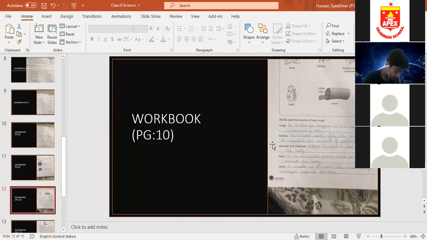Okay, stomach and intestines. What is the function of stomach and intestines? Your stomach is to digest food. Intestines are for absorbing food into the blood. Okay, write down the function: digest and absorb food. Absorb, A-B-S-O-R-B. Just speak again: digest and absorb food.